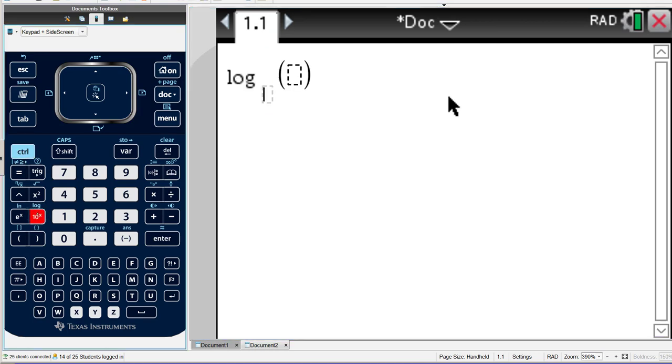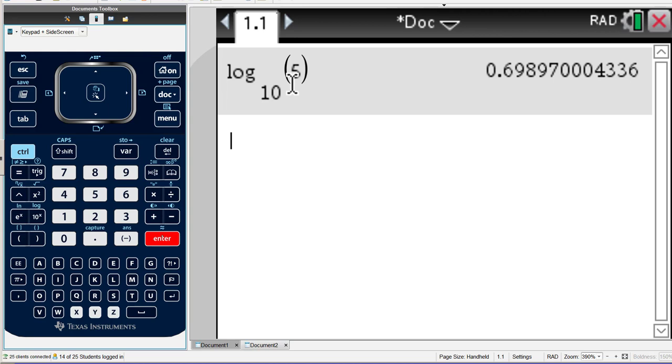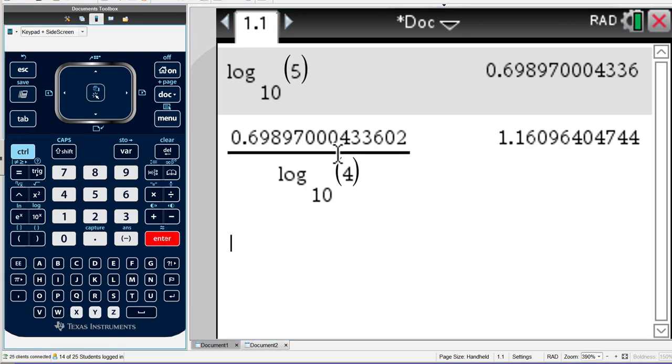Press the log button, and then we are going to just put into the position here, and we said log 5. You may want to press enter here and then divide by, or you could put it as a fractional value. So I put that in, and I get 1.161, let's say.